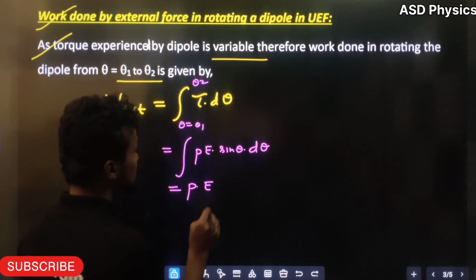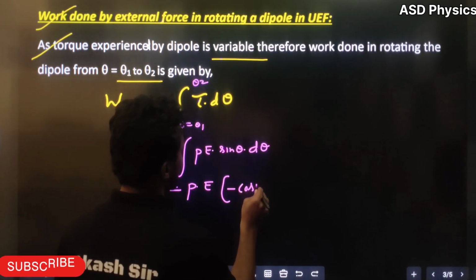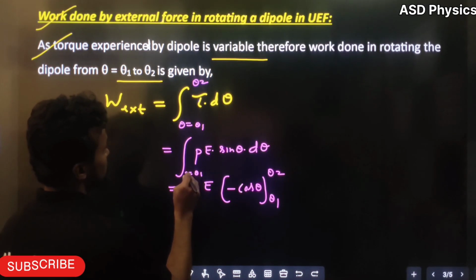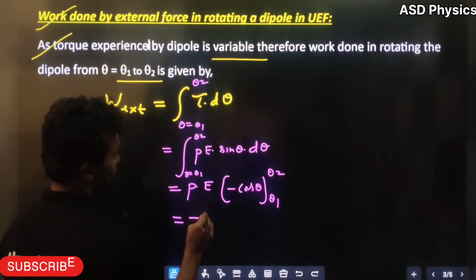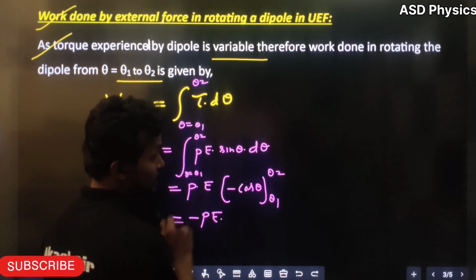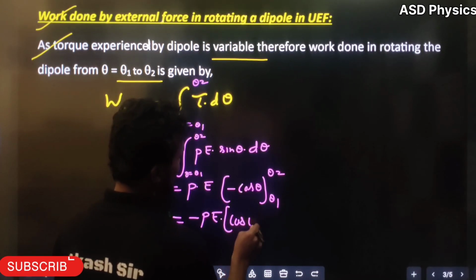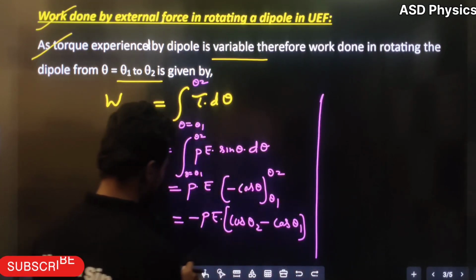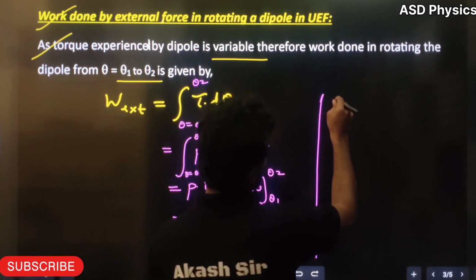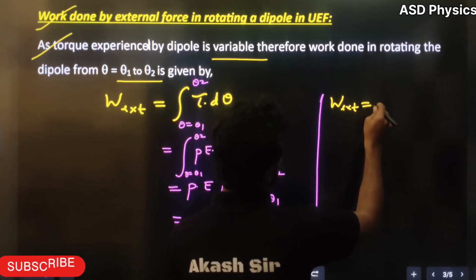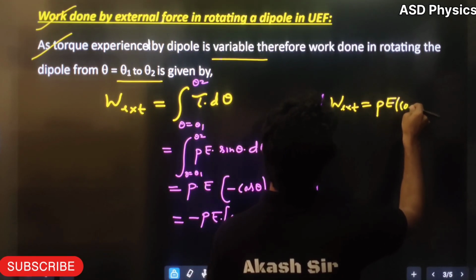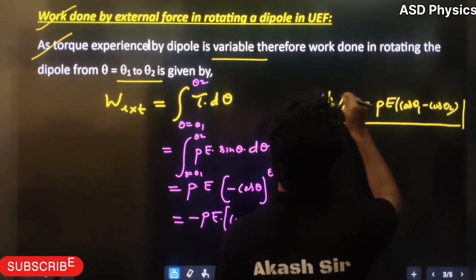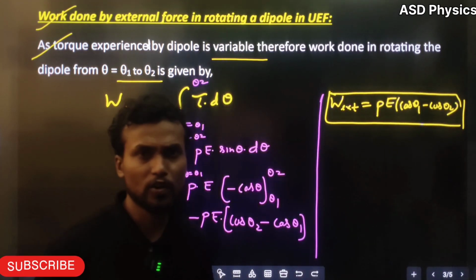After that, integration of sin theta is minus cos theta, okay, and here angle theta 1, theta 2 limits are there. Now take the minus outside, so minus PE. Then first we put the upper limit, so cos theta 2, then the lower limit cos theta 1. Hence, the work done by the external force to rotate the dipole is given by PE (cos theta 1 minus cos theta 2). This is the work done by the external force formula, okay.